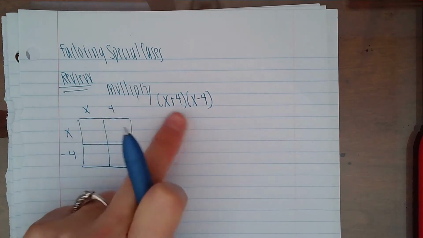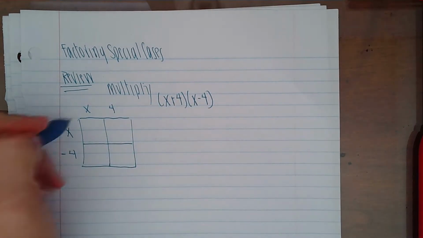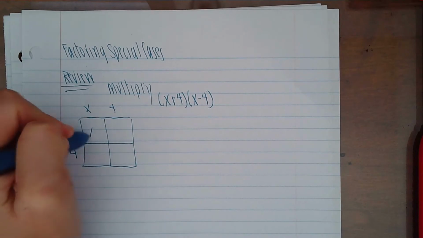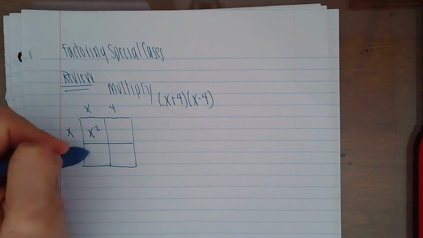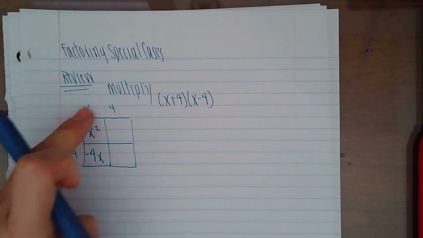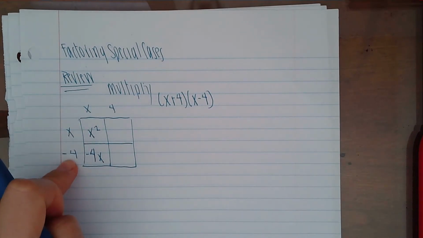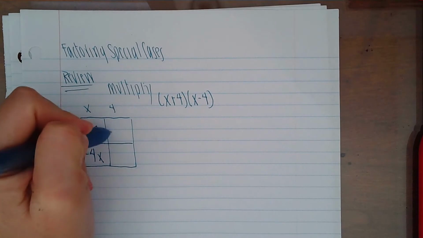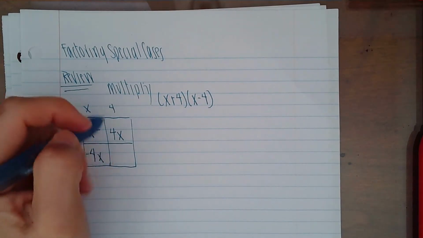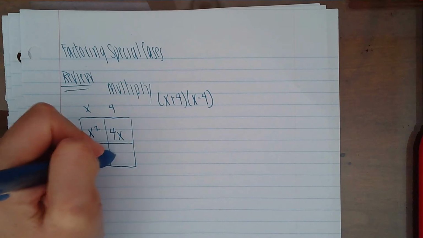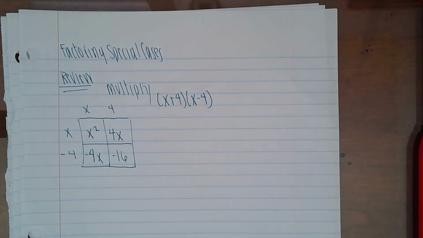To show you how it ends up panning out, I'm going to set up a box and multiply. I'm going to get x squared when I multiply x times x, and I'm going to get negative 4x when I multiply the x and the negative 4. Right over here, I'm going to multiply my 4 and my x, I'll get 4x, and my negative 4 and my positive 4 and get negative 16.